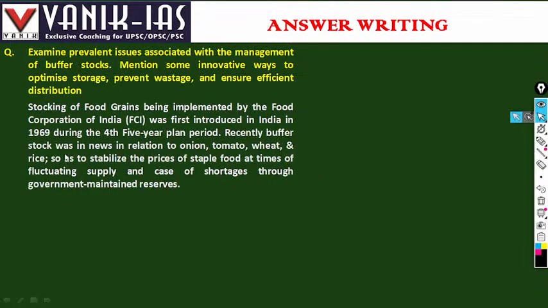Then come to the question: examine prevalent issues associated with the management of buffer stock. Buffer stock is maintained by the government for the safety of food security in future. That is for the national buffer stock, and it is maintained by the central government, the FCI, Food Corporation of India.